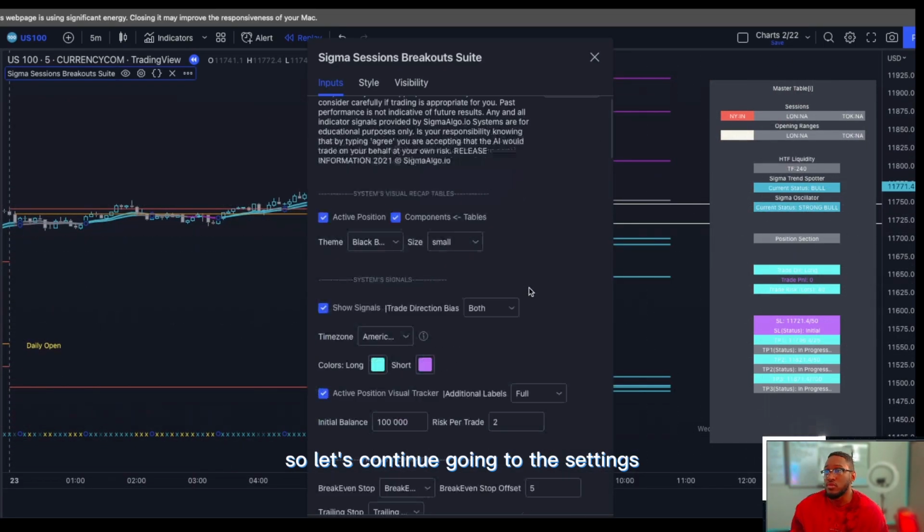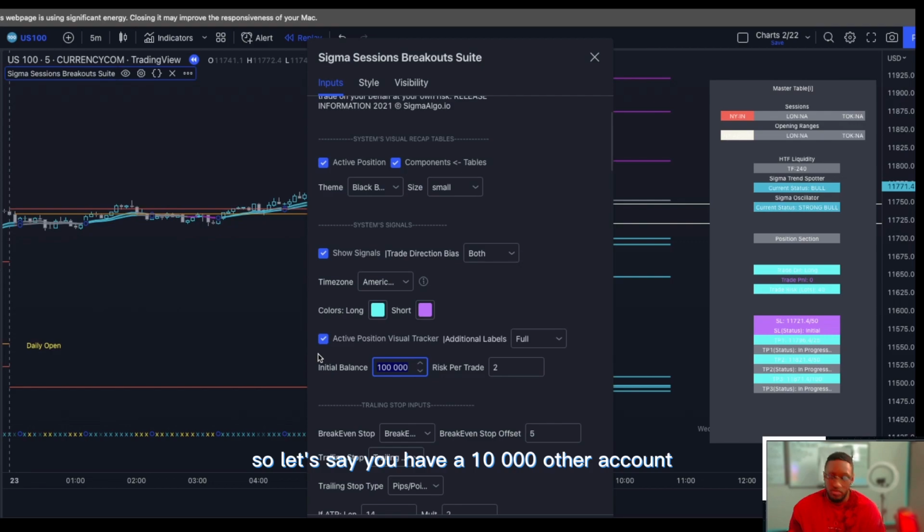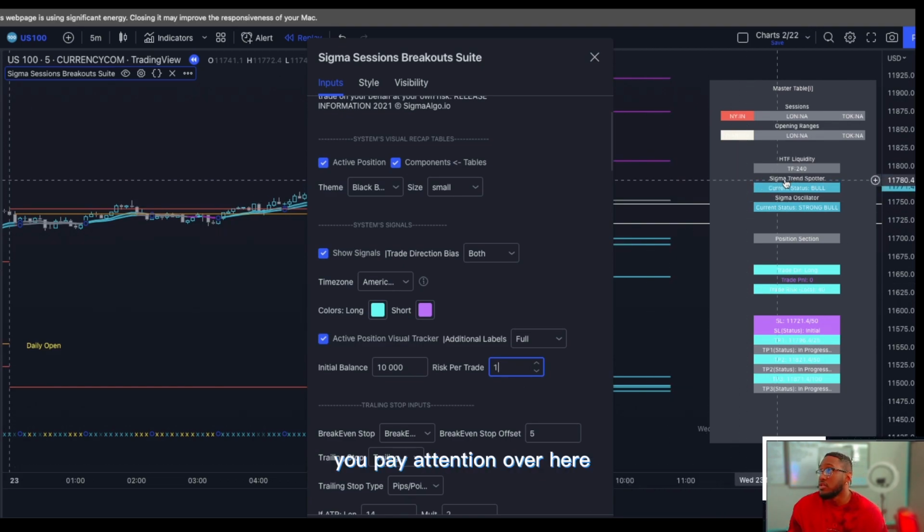So let's continue going to the settings. So let's say you have a $10,000 account and you're risking 1% per trade. You press OK. You pay attention over here.